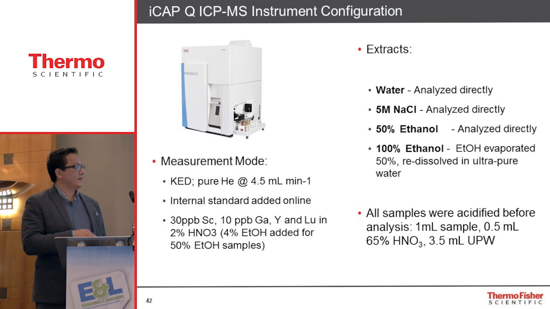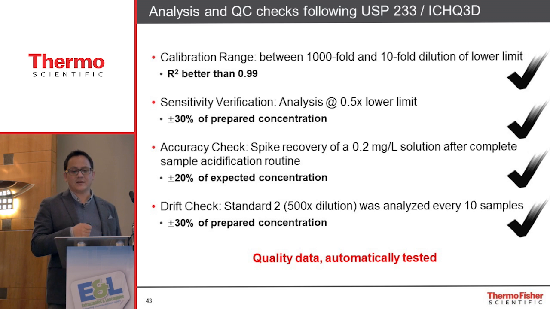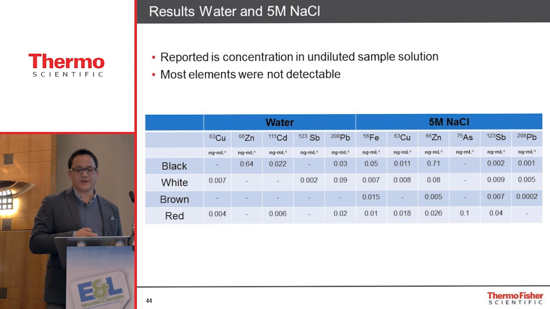We analyzed these just by direct infusion. The 100% organic extracts we partially evaporated and made up with ultra pure water. They were all acidified before analysis. In the analysis itself, all of the QA QC checks are automated within a sample list, so there's no user intervention. It's press a button and go. It tests all of your calibration range, the linear dynamic range, the sensitivity verification, the accuracy check, and it also monitors drift across the day to ensure that all of the QC criteria are reported for the data.